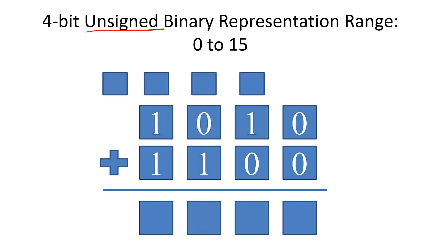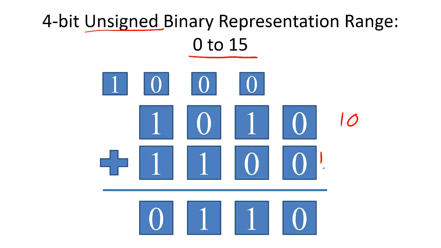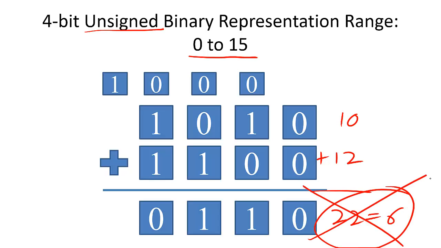Similarly, with unsigned binary addition, we can have overflow when the magnitude of the addition exceeds the representation limits. If we add 10 plus 12 in 4-bit unsigned binary representation, the sum is 22, which is greater than the representation limit of 15. Consequently, the overflow causes the computer to display the sum as 6 rather than 22.